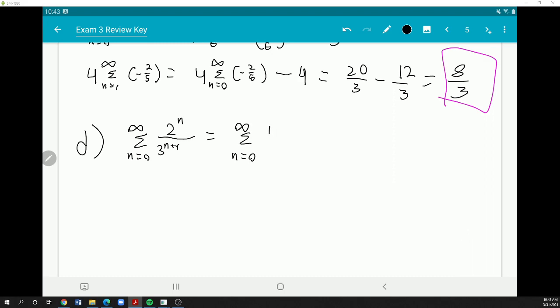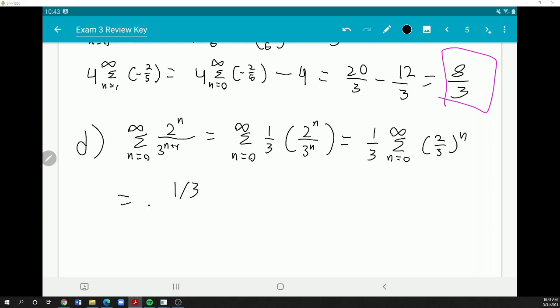N equals 0 to infinity. I can pull out a 1/3, and this becomes 2 to the n over 3 to the n. 1/3, sum n equals 0 to infinity, 2/3 to the n. And now by our formula, this is 1/3 over 1 minus 2/3 equals 1/3 over 1/3, which is also commonly known as 1. All right, that's all there is to that.